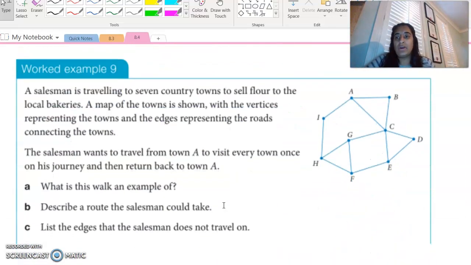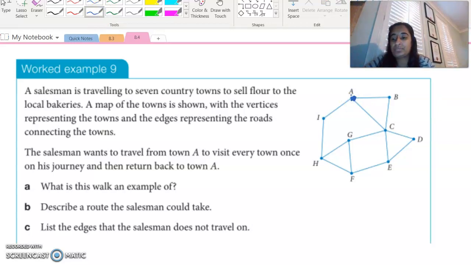All right. Worked example number 9. So a salesman is traveling to 7 country towns to sell flour to the local bakeries. A map of the town is shown with the vertices representing the towns and edges representing the roads connecting the towns. The salesman wants to travel from town A to visit every town once on his journey and then return back to town A. So he wants to start at A and finish at A. What is this an example of?